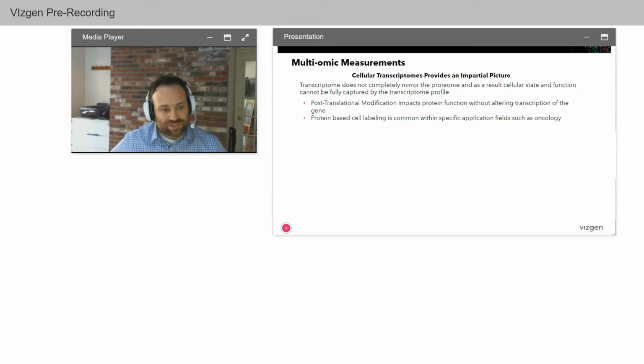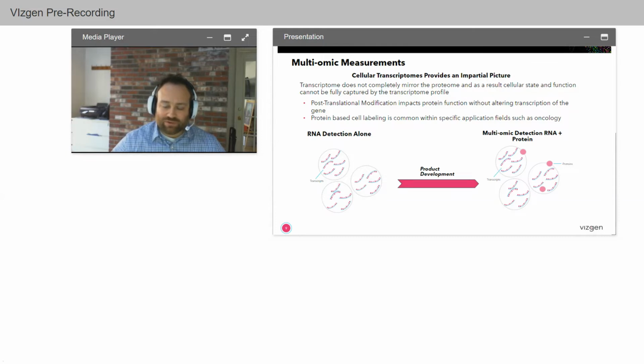And here at Vizgen, what we want to do is enable researchers to build upon existing information, build upon existing techniques. At that time, we only had the ability to detect RNA alone. So through product development, we wanted to get to a point where we could provide researchers the ability to generate multi-omic data, detecting both RNA and protein at a subcellular level.